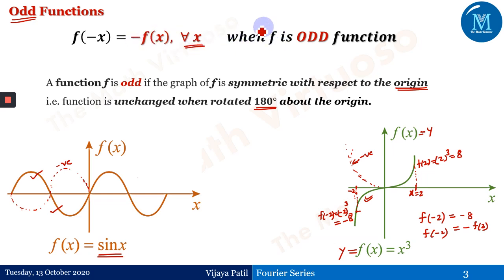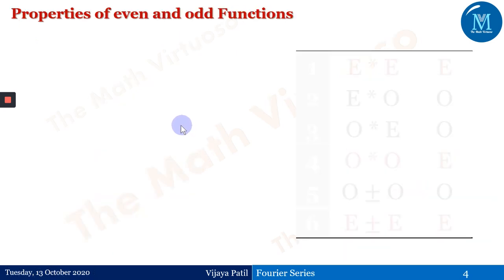This is happening when f is an odd function. So this is nothing but the definition of an odd function, and it holds for all x. Okay, let me just define a few properties of even and odd functions to solve our Fourier series examples.